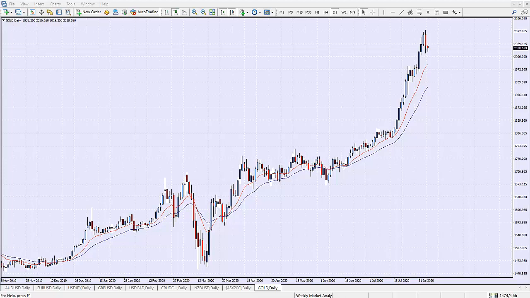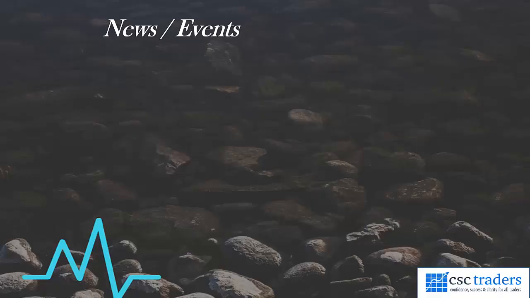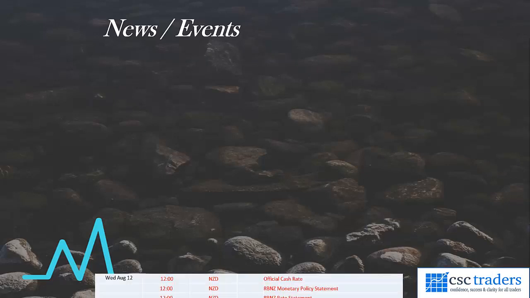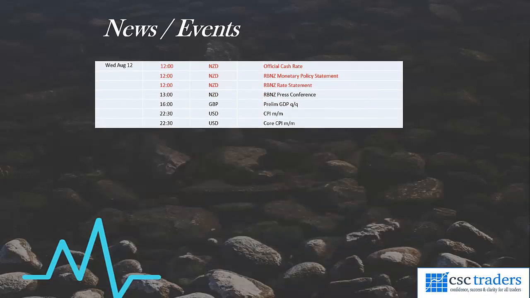Let me have a look at what's happening in terms of news. I'll just highlight the main things to look out for. Just give me one moment as I bring my news to the screen. And we have on Wednesday, the highlight is from New Zealand. They have their interest rate decision and their monetary policy statement. That's on Wednesday. Also, we have core CPI there for the US and preliminary GDP for the UK.